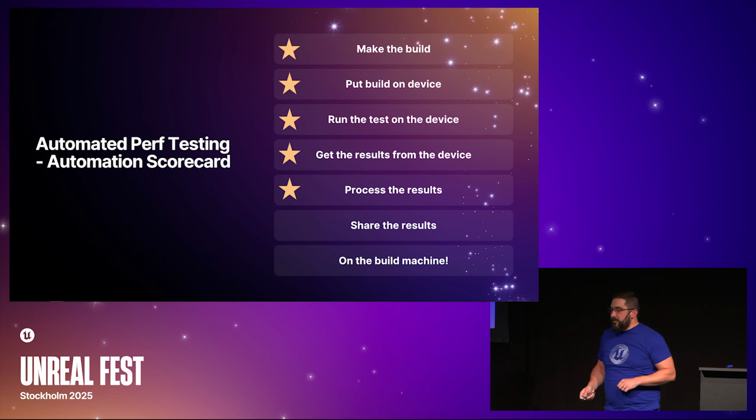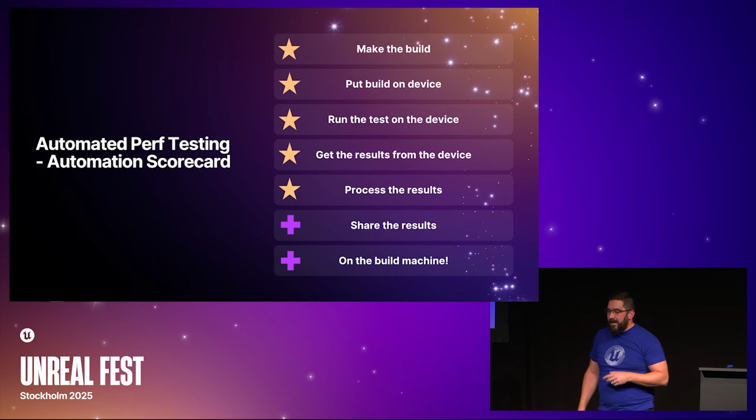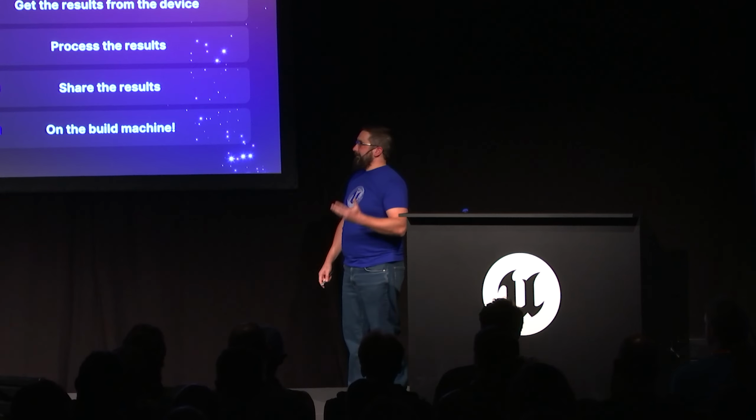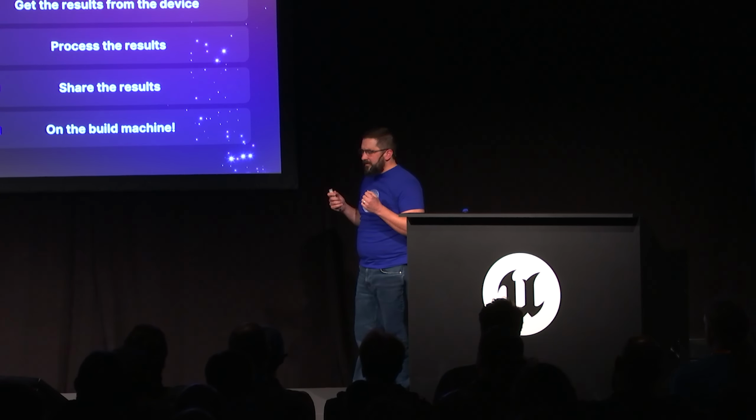So let's take a look at the automated performance testing scorecard. We're making the build. We're putting the build on the device. We're running the test on the device, getting the results, processing the results. You still got to share the results, but we've got something that you can share with your team. And you still got to make your Horde job template, but I don't think it's that bad because we can run on the build. And if you do have any questions about running stuff on Horde, go find Jack Condon.